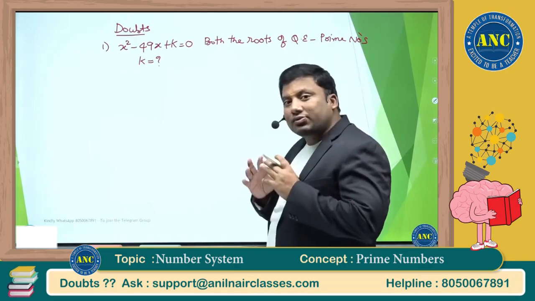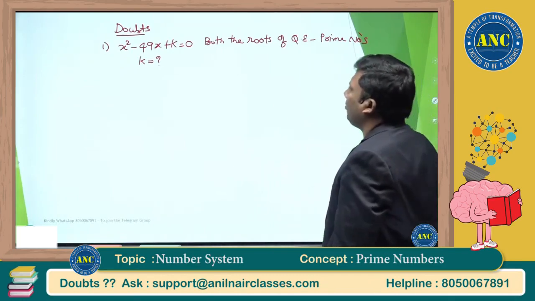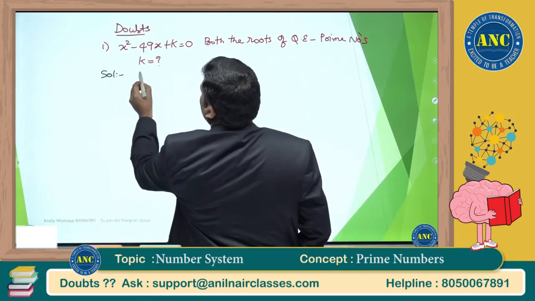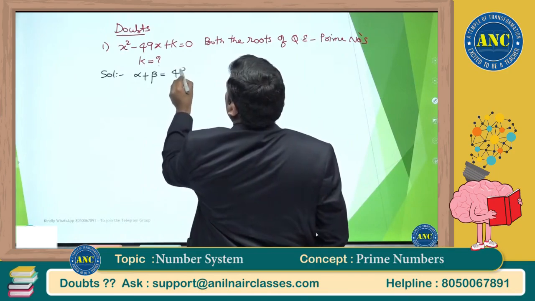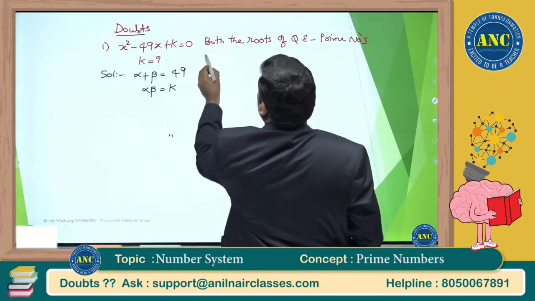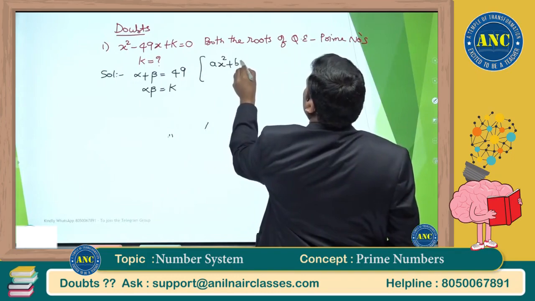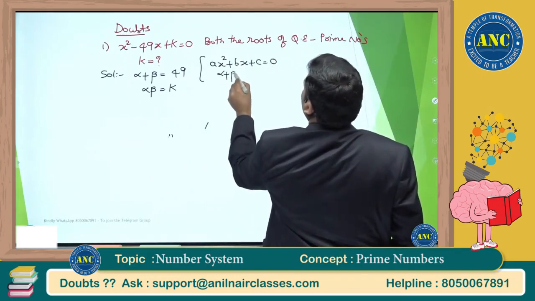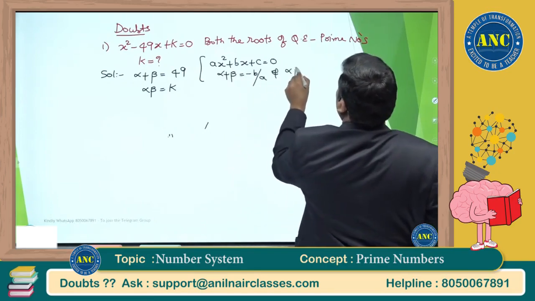x square minus 49x plus k equivalent to 0. Both the roots of the quadratic equation are prime numbers. What will be the sum of the roots? Sum of the roots will be equivalent to minus b by a, that is minus into minus 49, and product of the roots will be equivalent to c by a. If the quadratic equation is ax square plus bx plus c equivalent to 0, sum of the roots will be minus b by a, and product of the roots will be c by a.